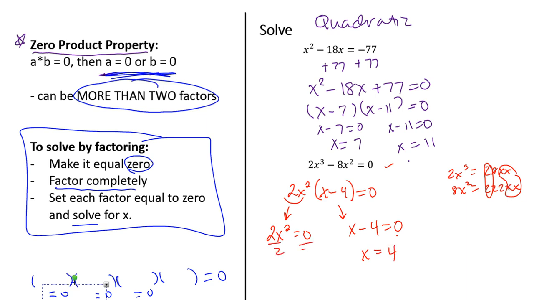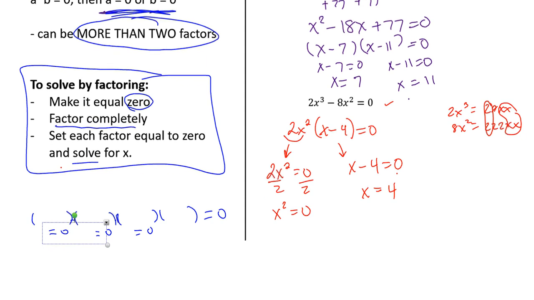Now this one you have to do more steps, but you really kind of don't. Divide by 2, 0 divided by anything is still 0. Square root both sides. Square root of 0 is just 0. No plus or minus, just 0. And those are your solutions.